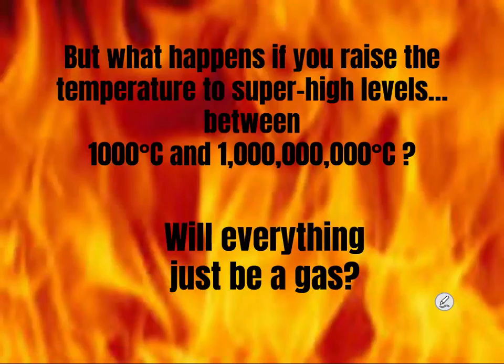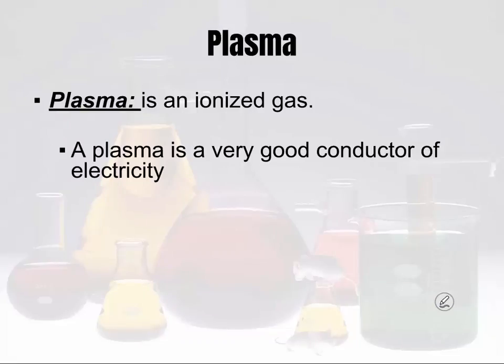What happens if we were to raise the temperature to super high levels, somewhere between 1,000 degrees Celsius and a billion degrees Celsius? Will everything be just a gas? What do we think? The answer is we're going to get a plasma. Plasma is going one step further than a gas. We heat it up so hot that it separates into ions, charged particles. If we think about water and we ionize it, it's going to turn into hydrogen and an OH ion. Plasmas are very good conductors of electricity.